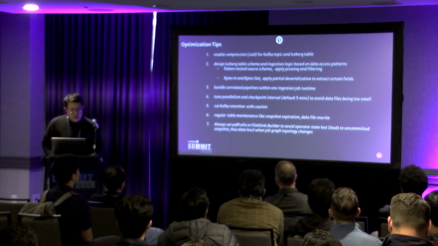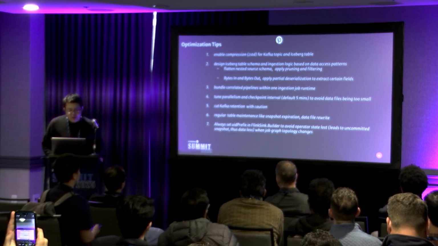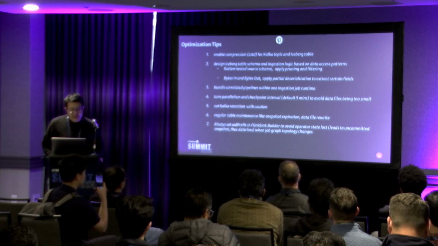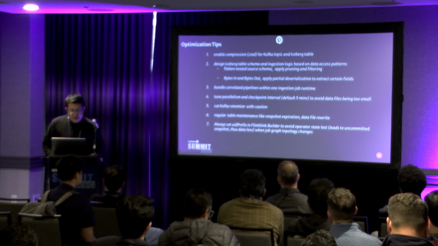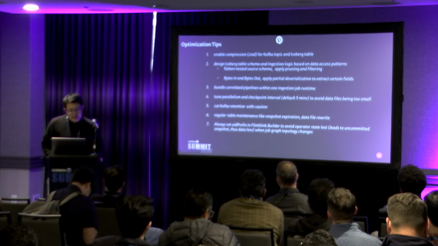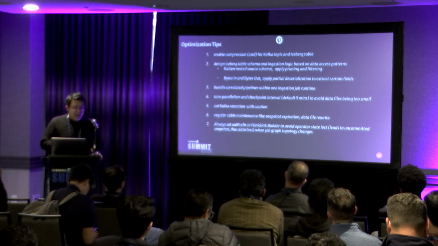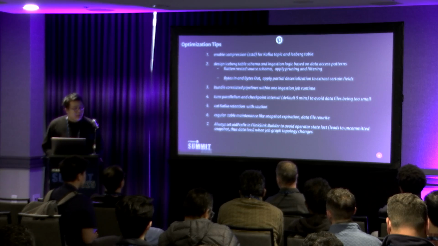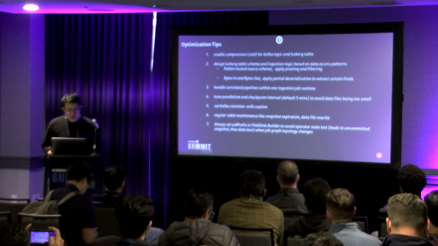The first is we always enable compression for Kafka topic and Iceberg table. Second, we design the table schema and the ingestion logic based on the data access patterns. As I mentioned, we have a highly nested data source. To support faster queries, we usually flatten this nested data, and we apply pruning and filtering to generate a nice table format for downstream to use.